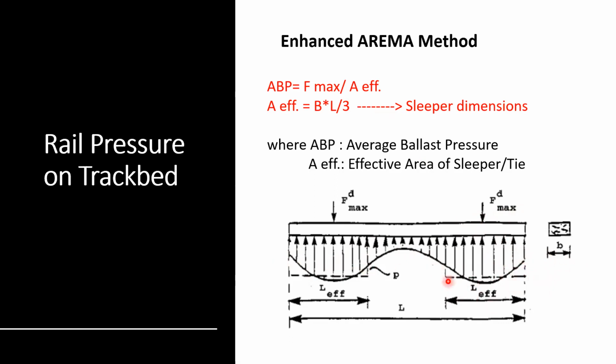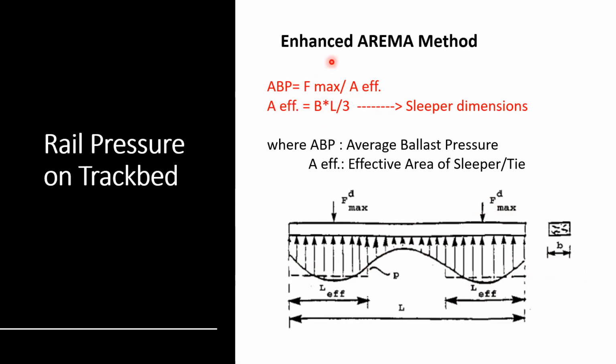You have an effective length of the tie that actually sustains the majority of the load. And then you have an area here where the surcharge significantly drops. So you divide your maximum force by the effective area and you get your average ballast pressure.